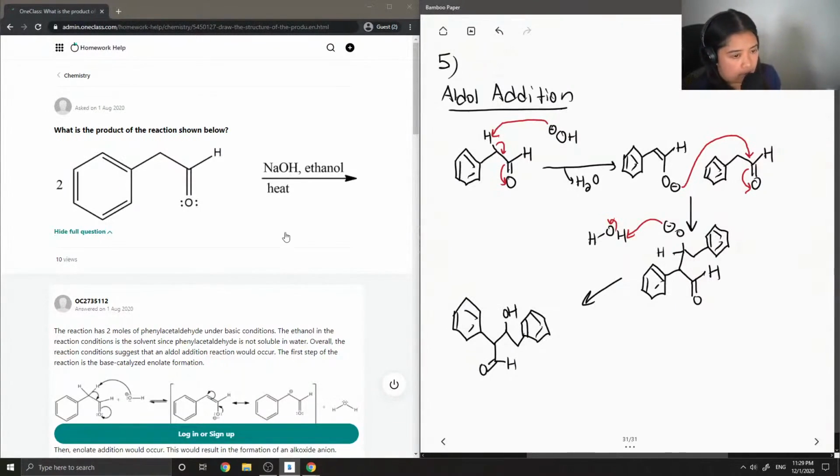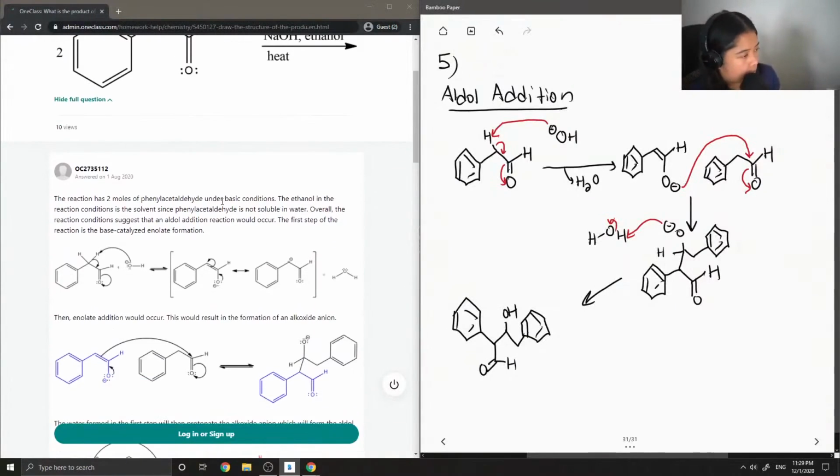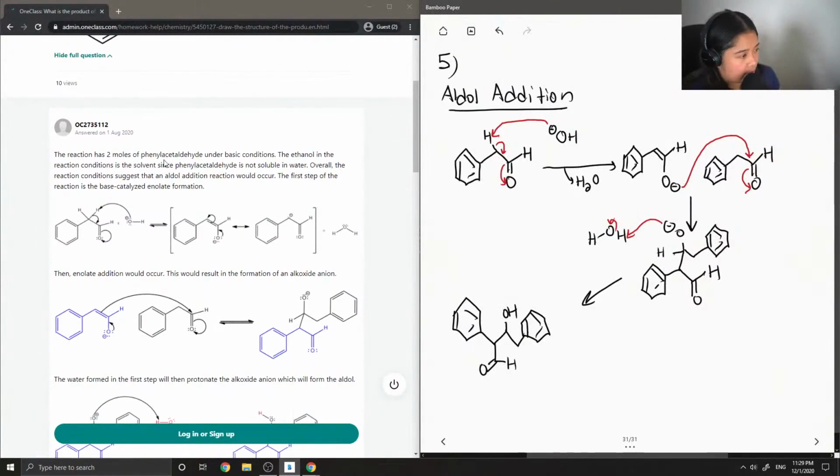Okay, so let's see what the junior tutor said. The reaction has 2 moles of phenylacetaldehyde under basic conditions. The ethanol in the reaction is the solvent, since phenylacetaldehyde is not soluble in water. Overall, the reaction conditions suggest that an aldol addition reaction would occur. The first step of the reaction is the base-catalyzed enolate formation. So here they show the base taking one of the hydrogens, forming a double bond, and bringing the electrons up to give the oxygen a negative charge.